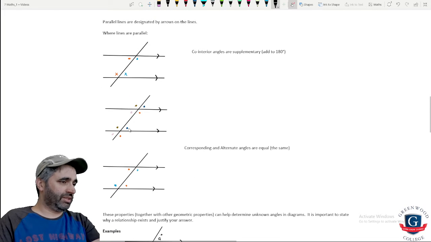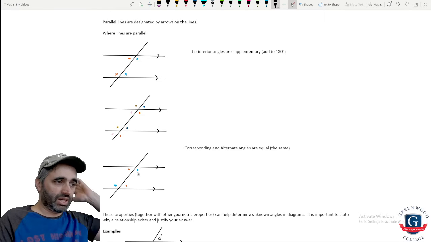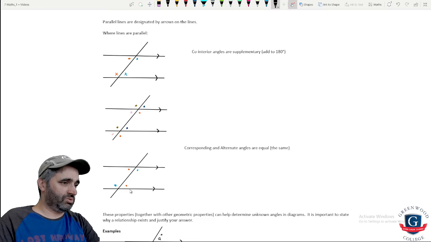Now, corresponding angles, so this one and this one, outside, inside, will always be equal. And if you look at them, they look the same. So that size of angle looks the same as that one. That bigger angle looks the same as that one. This smaller angle looks the same as that one. Corresponding angles are the same, are equal. And the same with alternate angles. This angle here, between the parallel lines, and this one on the other side of the transversal, are equal. And the same with this one and this one.